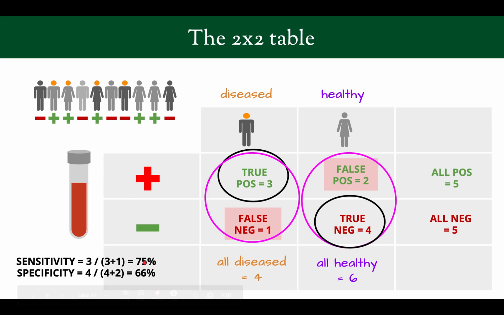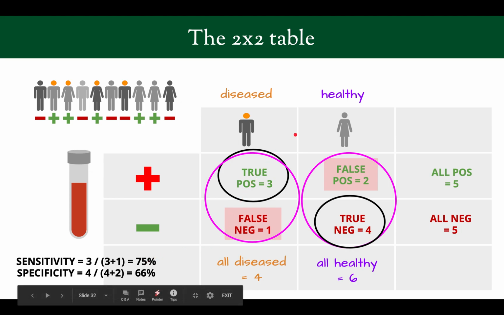Now let's do specificity. Of all the healthy people, how many had a negative test? Of all the healthy people, so 6 goes in the denominator, how many had a negative test? 4. So 4 over 6 equals 66%.